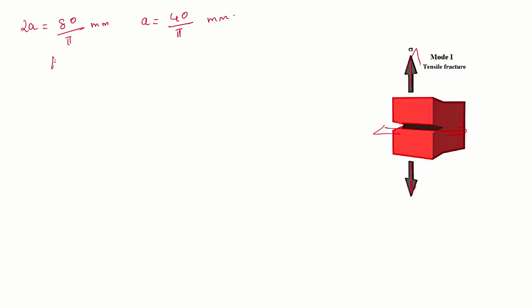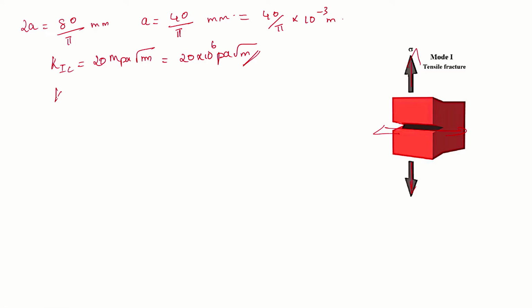The fracture toughness is given as 20 megapascal root meter, which means it is 20 into 10 to the power of 6 pascal root meter. As this is given in terms of meter, here we have to convert the crack length into meters also, because all the units have to necessarily be the same. So 40 into 10 to the power of minus 3 meters.